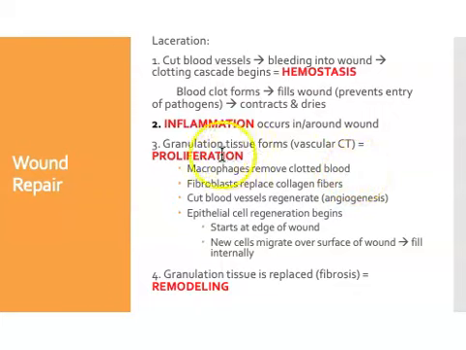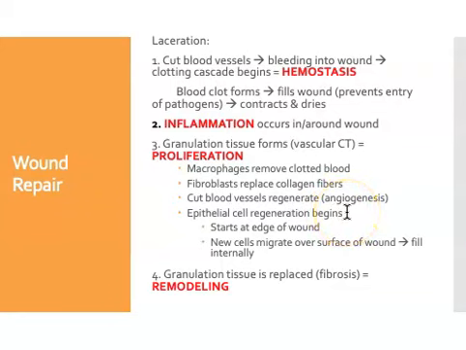There's another kind of cell called the fibroblast. Remember, we talked about those when we discussed connective tissue. Fibroblasts are going to come in and start replacing the lost collagen fibers so that, again, the wound can begin healing. The cut blood vessels are going to begin to regenerate, and the epithelial cells are going to start dividing to replace the cells that are gone.